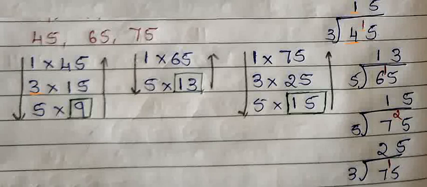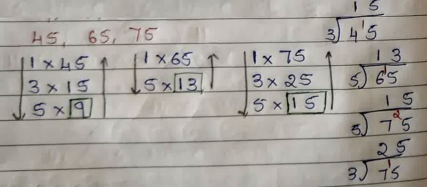3 how many times 15? 3 5s are 15. I wrote 5. 15 minus 15 is 0. Hence we got a quotient of 15. So here I wrote number 3 into 15. This is the answer. Next we have 4.